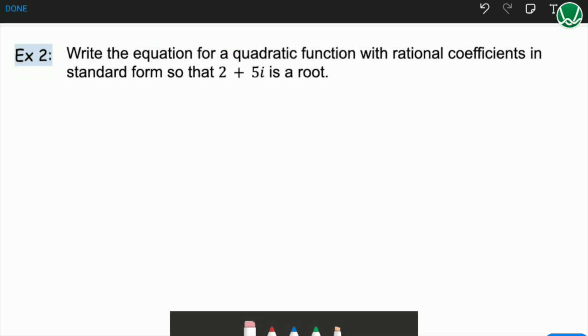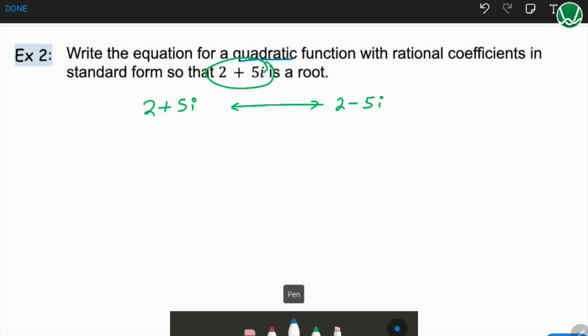Okay, in this example, we're going to write the equation for a quadratic function with rational coefficients in standard form so that the 2 plus 5i is a root. Now, since it's a quadratic function, that means there are 2 roots, because of the fundamental theorem of algebra. Now that we know that, and we already know one of the roots is 2 plus 5i, and because of the conjugate theorem, if 2 plus 5i is a root, then 2 minus 5i is also a root, which means I have all the roots for this quadratic function, and we can begin writing the equation.